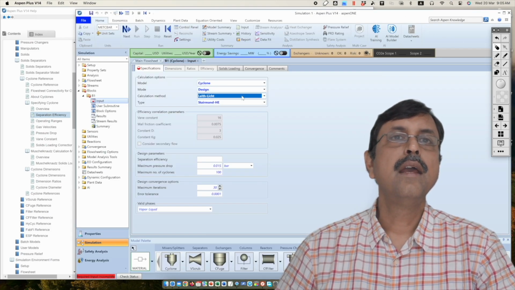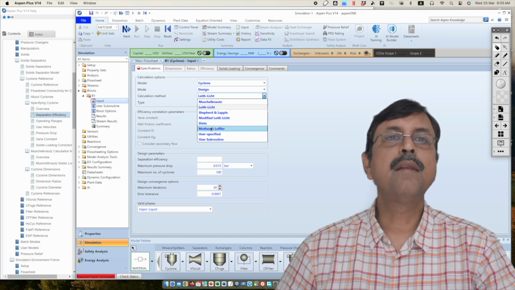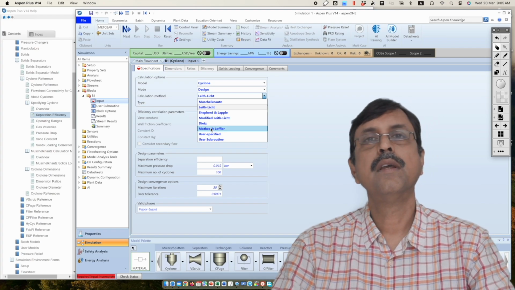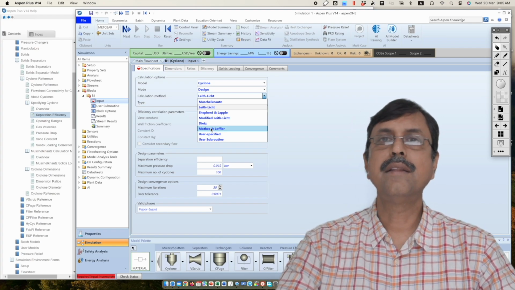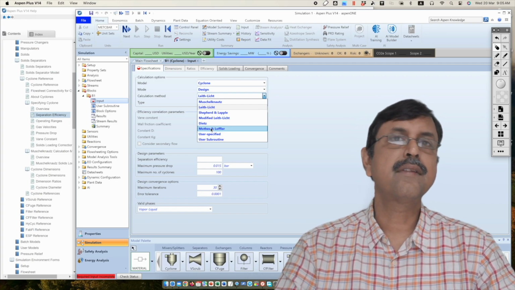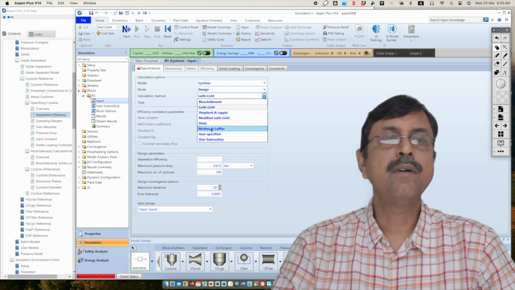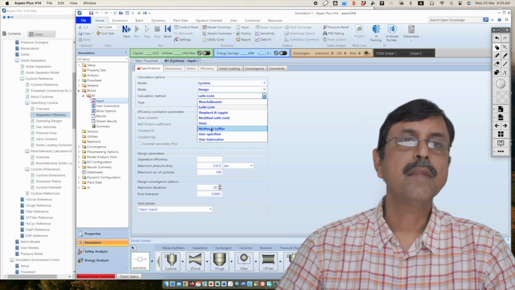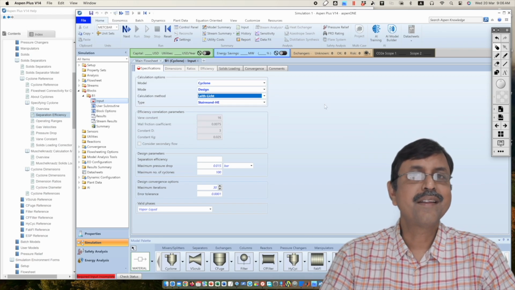Similarly, you can use the Shepherd and Lapple model, modified Leith-Licht model, Dietz model, Muschelknautz and Trefz model. Now you can go and find what these models are from the help file, or the references are given over there. You can go to the reference directly and find out yourself. Okay. Now let us solve some example to understand it better.